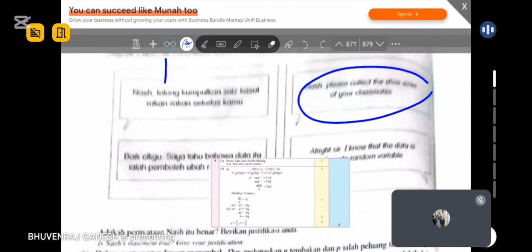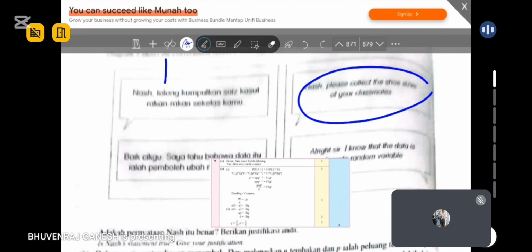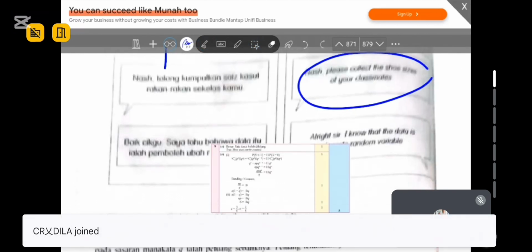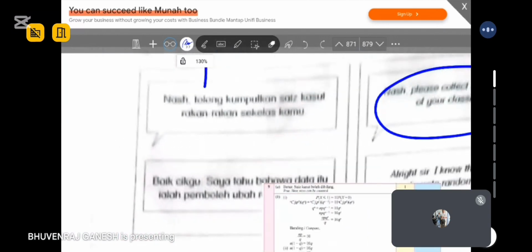So the question is, is it true or not? Is the shoe size a discrete random variable? Yes or no? What do you all think? Is the shoe size a discrete random variable? Yes or no? What do you all think? Yes. Okay, so why yes? Why is it discrete, guys? What do you all think?